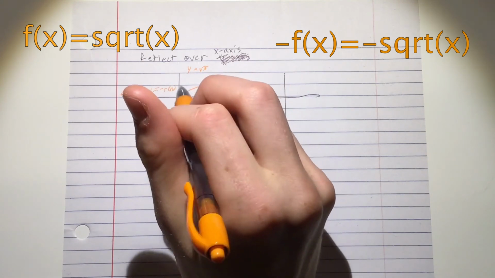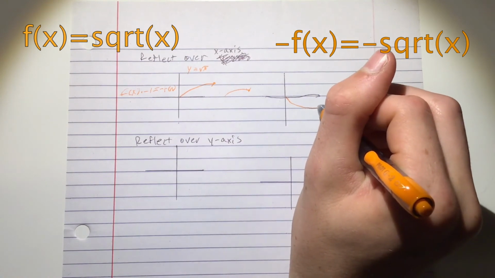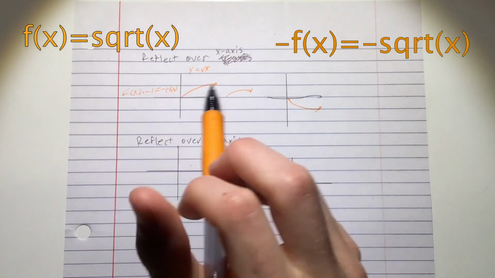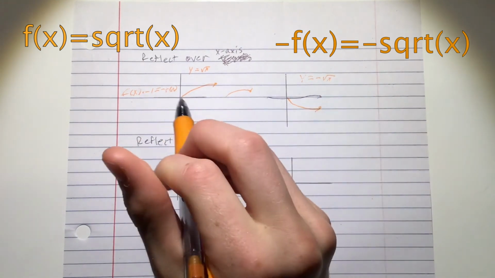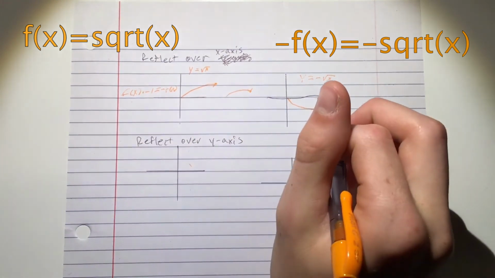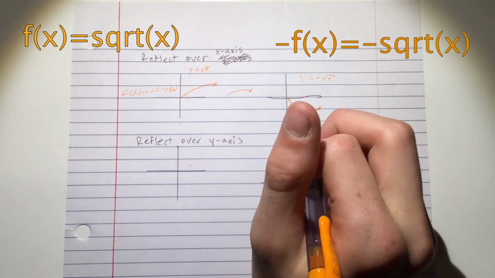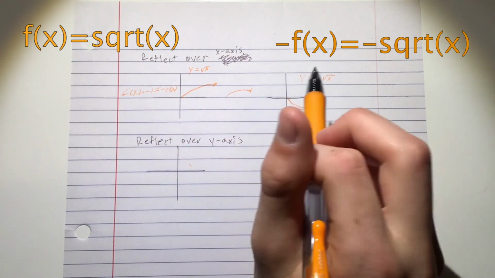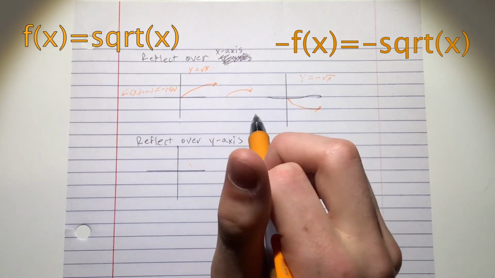And now if I graph it, it turns into a graph below the x-axis instead of above the x-axis. And the function is negative square root x. Right here, if I plugged in 4, I would get 2, and if I plugged in 4 here, I would get negative 2. So all the output values are multiplied by negative 1, which is why they're reflected over the x-axis.